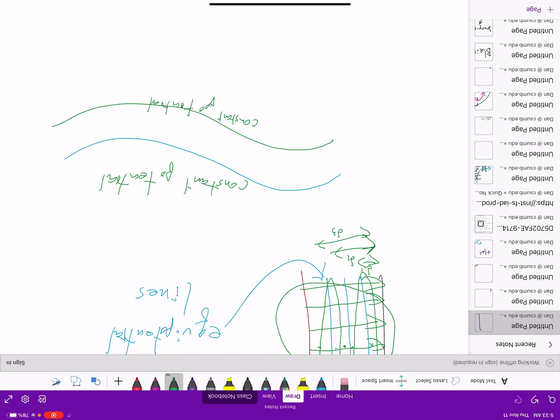So these are two different constant potential lines, and I'll draw a third one in here, a different color. And let's say I know what the values of these are. I'll call this one V3. I'll call this one V2. I'll call this one V1.